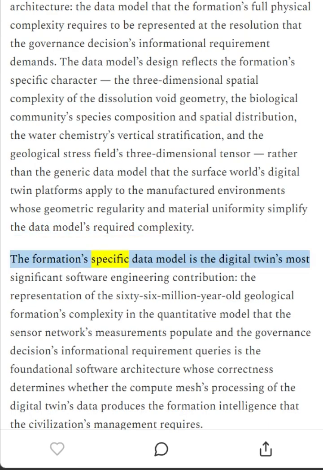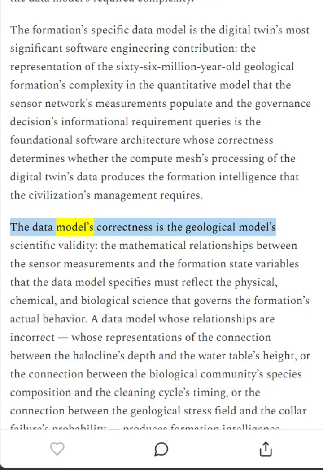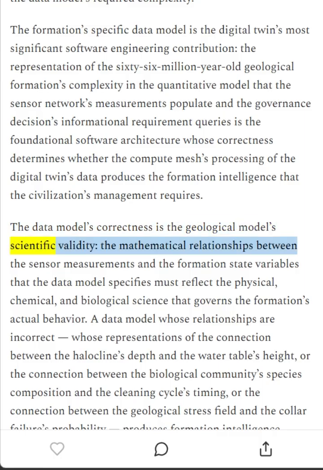The formation-specific data model is the digital twin's most significant software engineering contribution. The representation of the 66-million-year-old geological formation's complexity in the quantitative model that the sensor network's measurements populate and the governance decision's informational requirement queries is the foundational software architecture whose correctness determines whether the compute mesh's processing of the digital twin's data produces the formation intelligence that the civilization's management requires. The data model's correctness is the geological model's scientific validity.